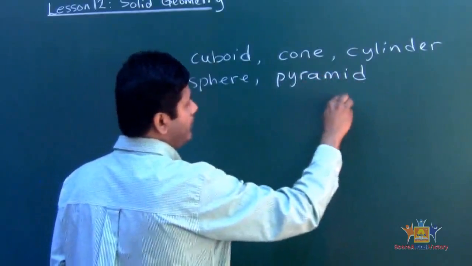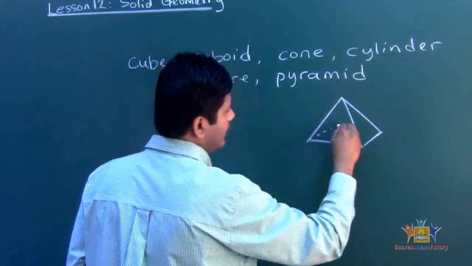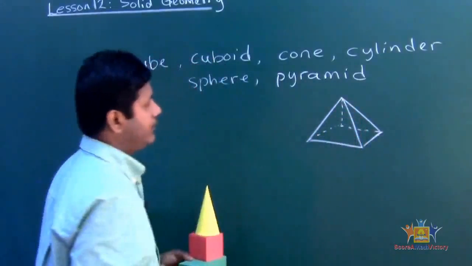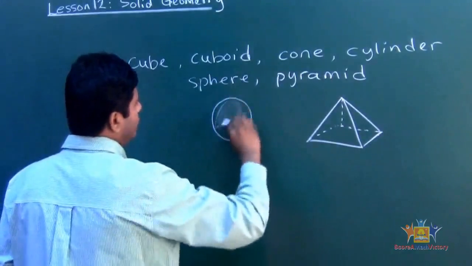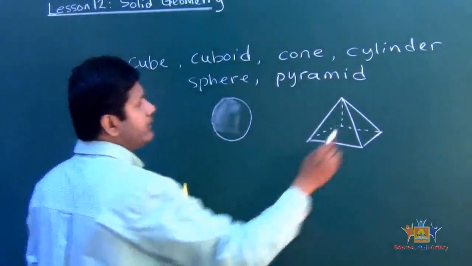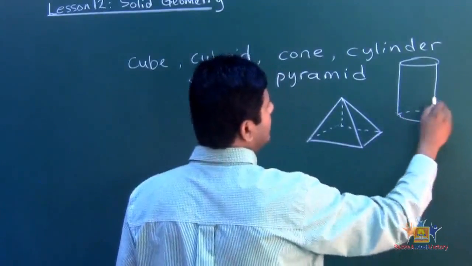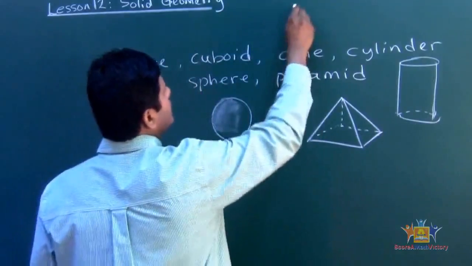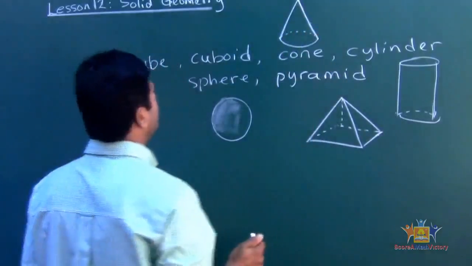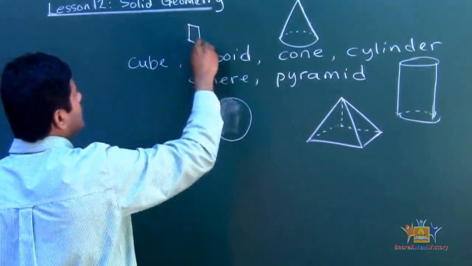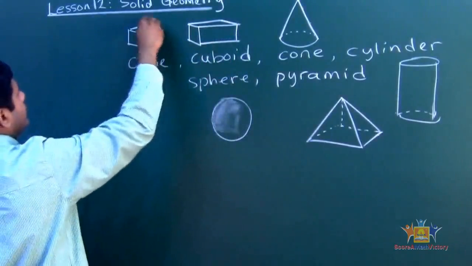And you notice that the pyramid has a shape like that, pyramid, okay? And then of course the sphere is a circle, and it's 3D. And the cylinder has a circle on the bottom and the top, and that's a cylinder right there. And then of course the cone has a circle on the bottom, and then cuboid, and then cube, okay, good.